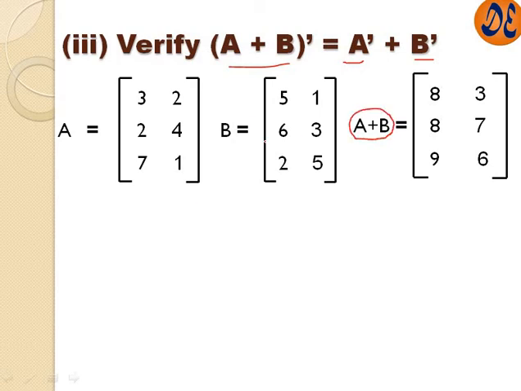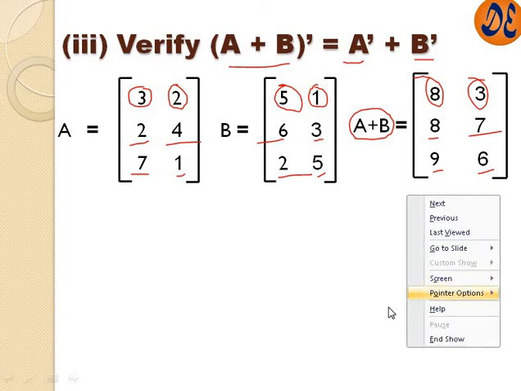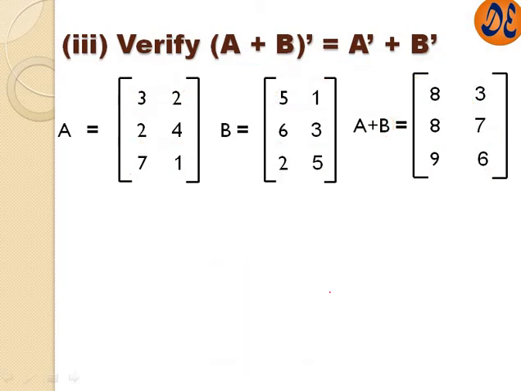How have we got A plus B? Let us recall again. 3 plus 5, that is 8. 2 plus 1, that is 3. Similarly, 2 and 6, that is 8. 4 and 3, that is 7. 7 and 2, that is 9. 1 and 5, that is 6. So we have added two matrices, and we know how to add two matrices. There is no confusion in that.